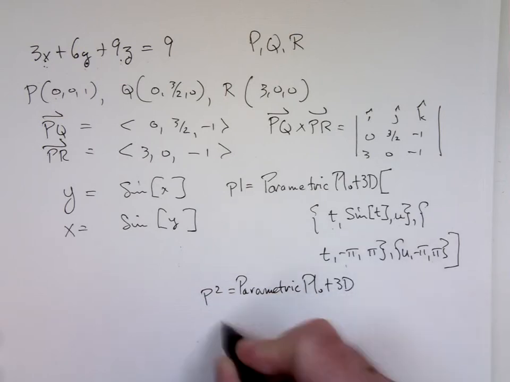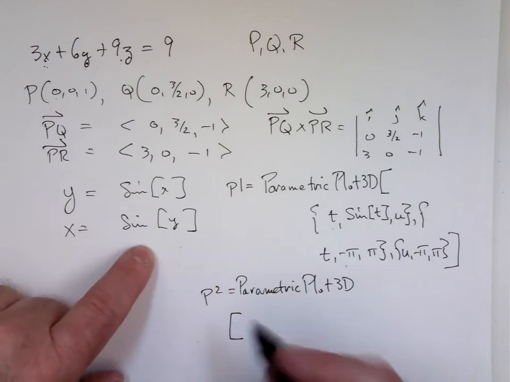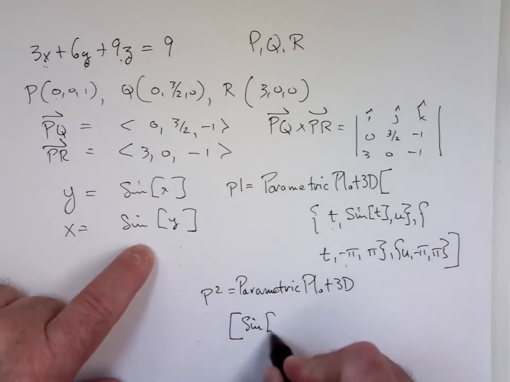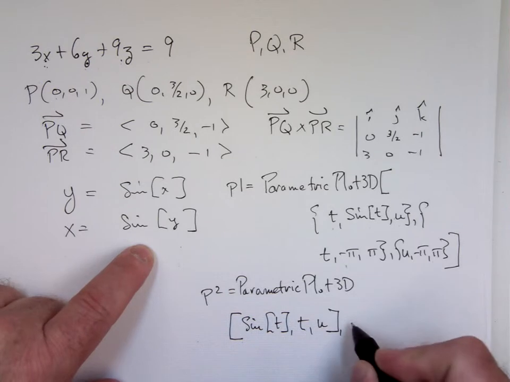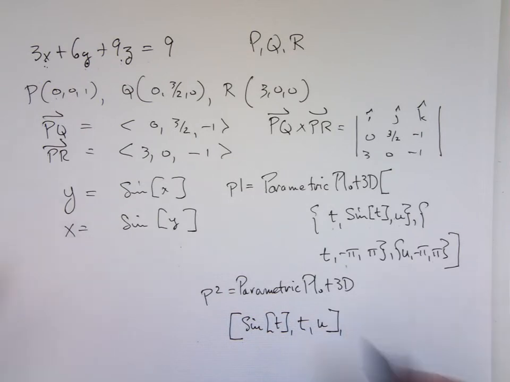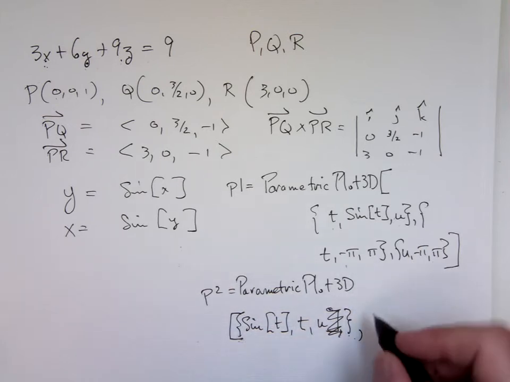Okay. And this is going to be, we want X to be sine Y, so it would be sine T, T, U. Shoot. Oh, I closed this up too soon. Okay, hold on. I'm sorry. Curly brackets here. Open the square brackets from here. Curly brackets here. And then give T and U the same values that you had before.